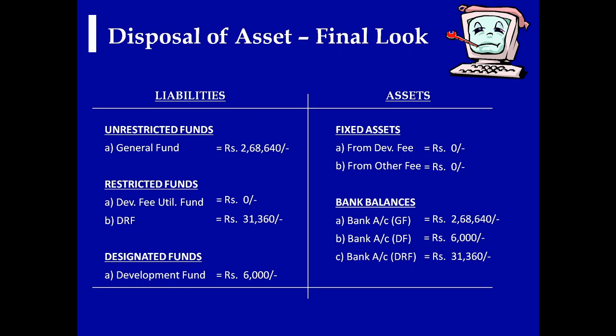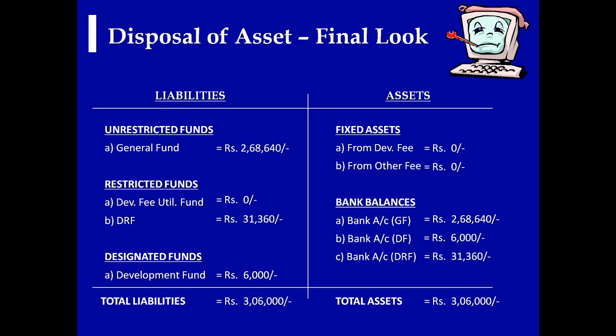Your general fund still stands at the same level. However, the fixed asset schedule has come down to 0, and similarly the development fee utilization fund has come down to 0, and the development fund has increased by 1,000 rupees. That is because you have deposited the 1,000 rupees of salvage value in that fund and its corresponding bank account. So you see the total assets and the total liabilities have now actually come down. Earlier it was 3,45,000, but now it stands at 3,06,000 rupees. This is because you have written off 40,000 rupees of asset, but you have added back 1,000. So it translates to 3,06,000 as the balance sheet size now.